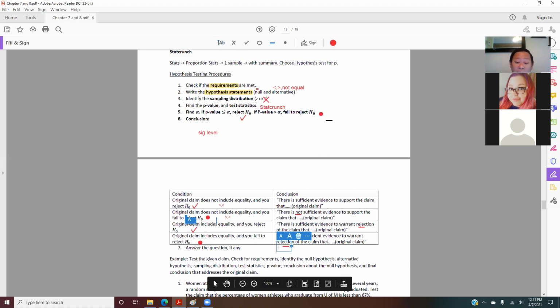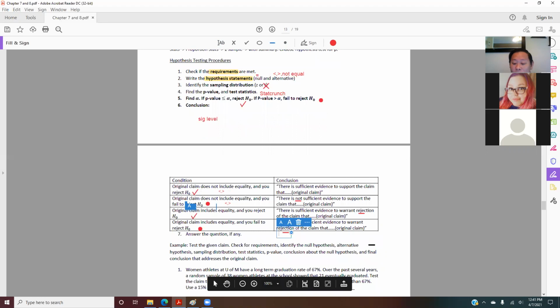So this is the conclusion that I'm talking about here, and it's based on your original claim: whether it has an equal sign or not. If your claim has an equal sign, these two are the ones you need to look for. And then you also need to look at whether you are rejecting or failing to reject. And then the last one is to answer the question based on your conclusion.